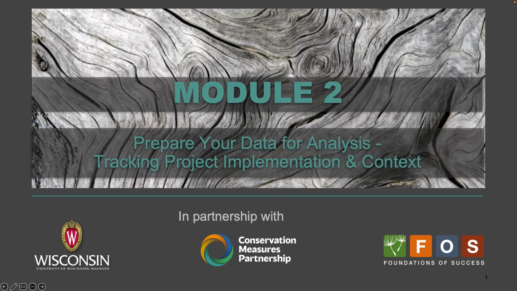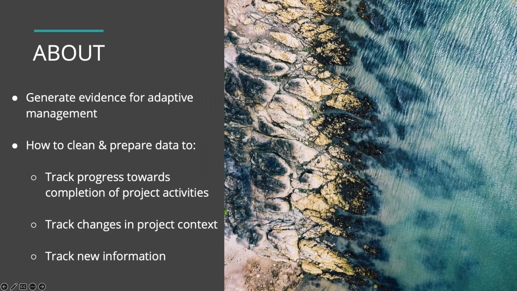We are now in Module 2, in which you will learn how to prepare your data for analysis to help you track project implementation and context. In this module, we'll begin to dive deeper into how to generate evidence for adaptive management of your conservation plan. We'll talk about what is adaptive management and how to prepare the data you'll need to inform adaptive management decisions. We'll also discuss how to clean, prepare, and process data that is related to tracking completion of project actions, including implementation and monitoring activities, and also data that's related to tracking new information about changes in project context.